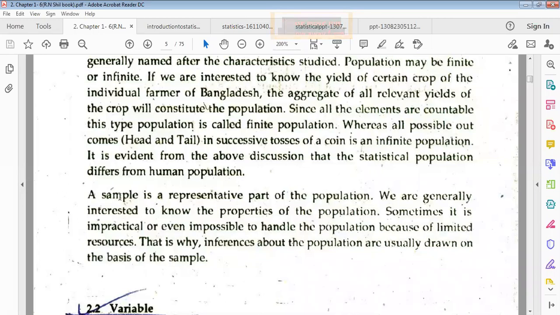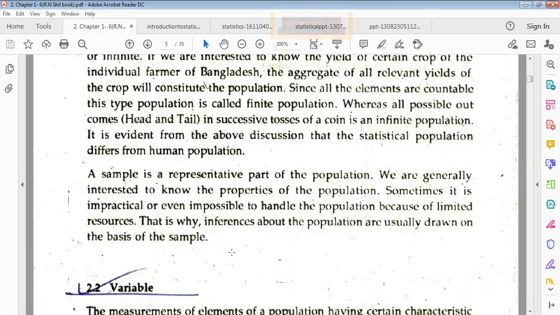So a sample is a representative part of the population. What is a sample actually? A representative part of a population. We are generally interested to know the properties of the population. Sometimes it is impractical or even impossible to handle the population because of limited resources. That means different types of resources are needed to make a sample perfect. That is why inferences about the population are usually drawn on the basis of the sample.